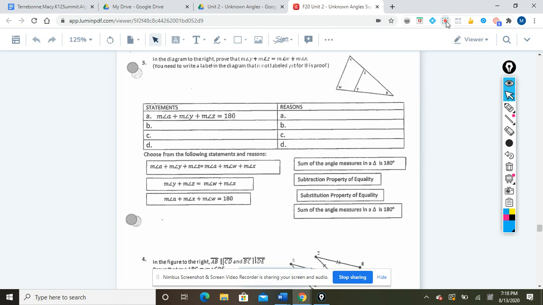Okay, here we go. So number 3 says, in the diagram to the right, prove that the measure of angle Y plus the measure of angle Z equals the measure of angle W plus the measure of angle X. You need to write a label in the diagram that is not labeled yet for this proof. So we labeled this A. That's who we had labeled.